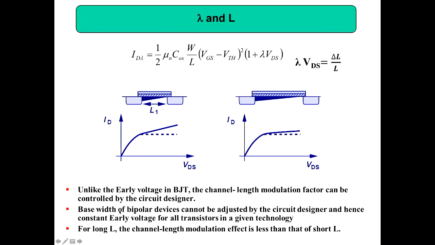Then, as I have written here, base width of bipolar devices cannot be adjusted by the circuit engineer. So that's the main problem, base width. Hence, constant Early voltage for all transistors in a given technology. See, that's the problem. For long L, the channel length modulation effect is less than that of short L. So that's what I have shown.